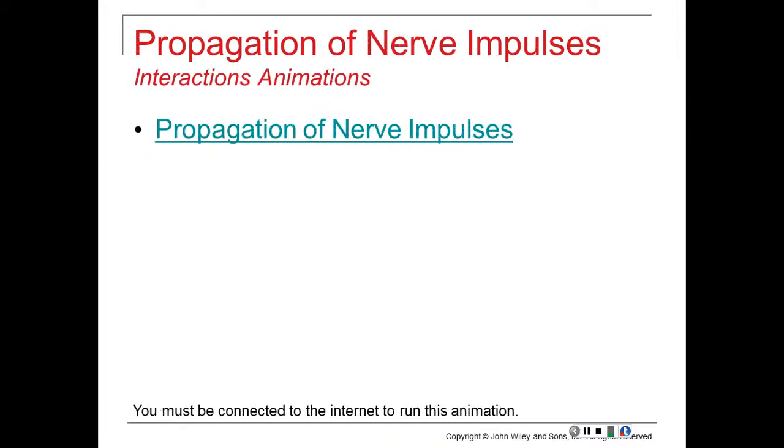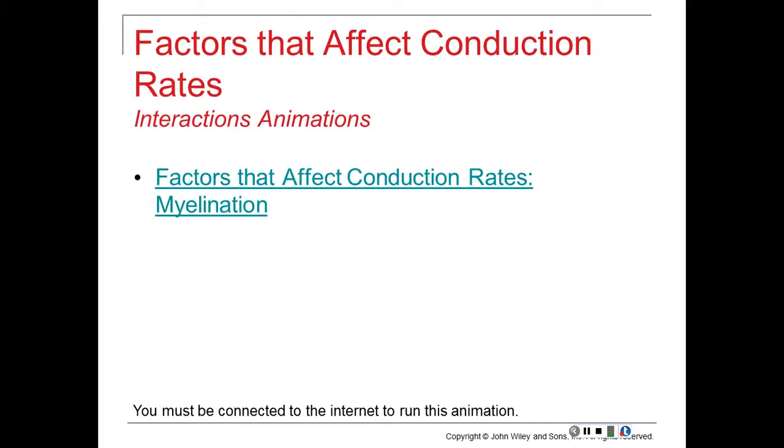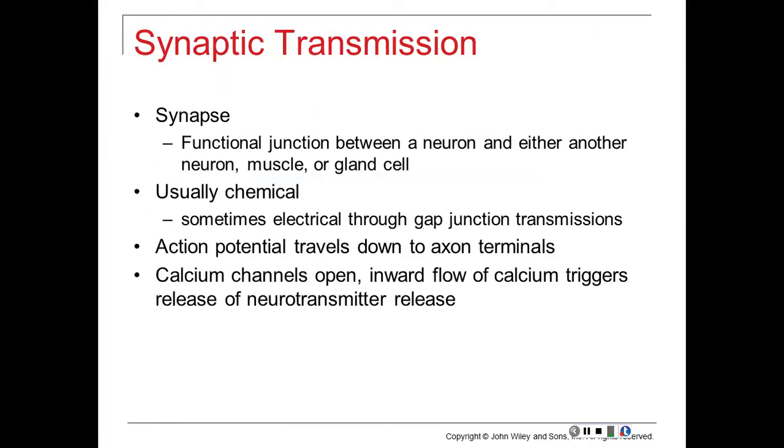This animation goes through the propagation of nerve impulses. This animation goes through membrane transport proteins involved in action potentials. This animation goes through factors that affect the conduction rates, including myelination.